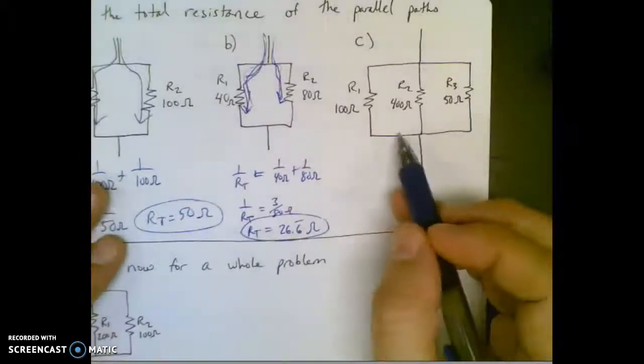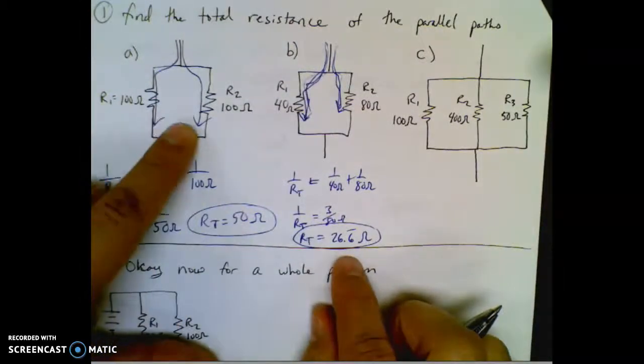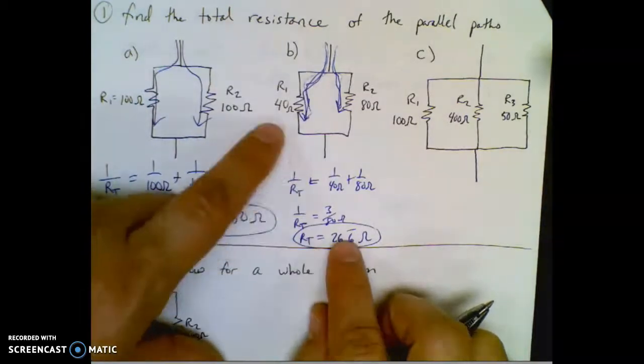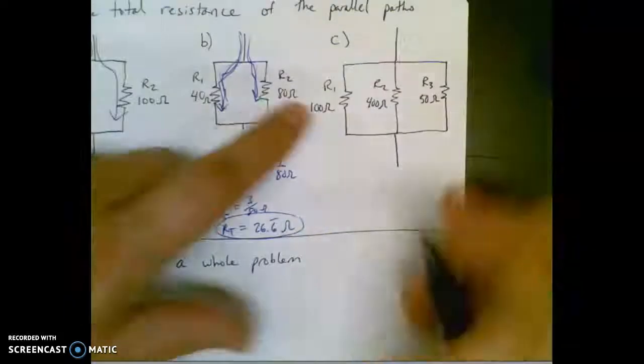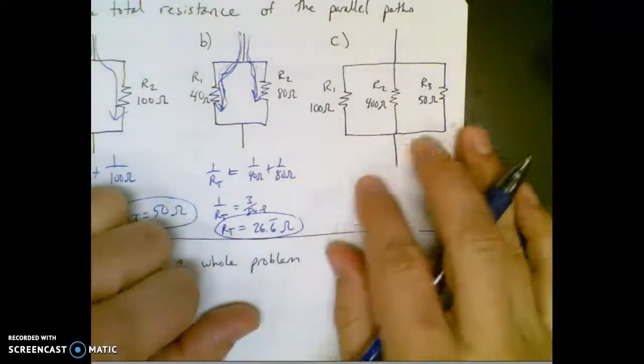All right, this also works for 3. We just did a couple examples of 2. We noticed a couple things. It shares the load. It's always lower than even the smallest one you see. So if I see this one and I see 100 and 450, I know my answer is going to be smaller than 50.